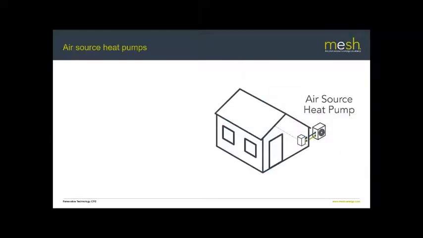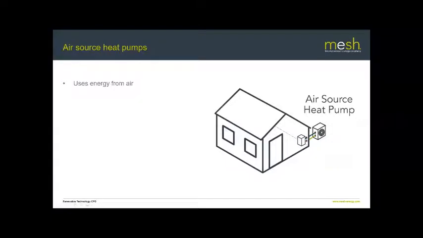This is an air source heat pump. You'll see it has two major components: an external box, which is where the air passes over the evaporator and collects heat, and then some sort of internal unit. Depending upon the type of air source heat pump, the lines connecting the external unit and the internal unit may be refrigeration lines or maybe water lines.